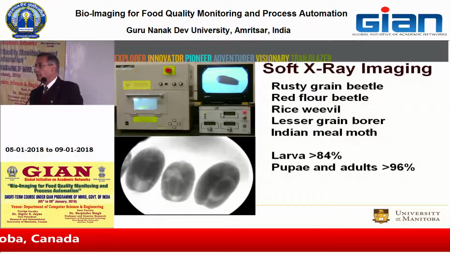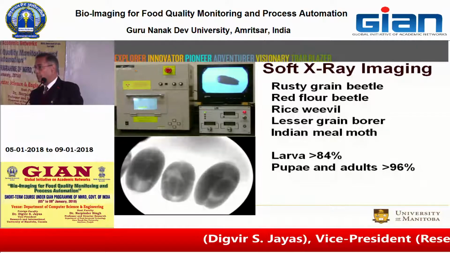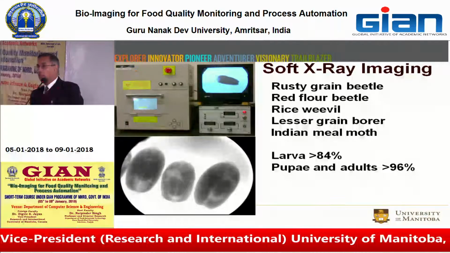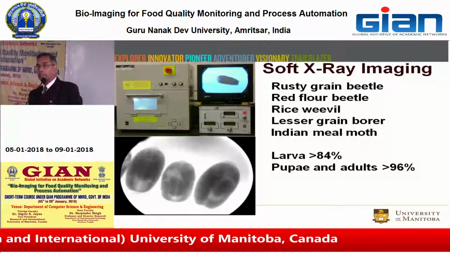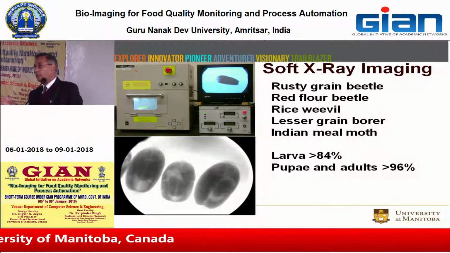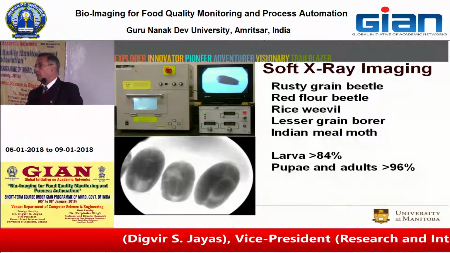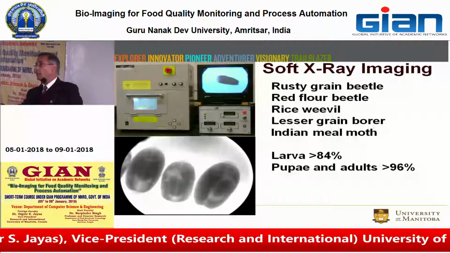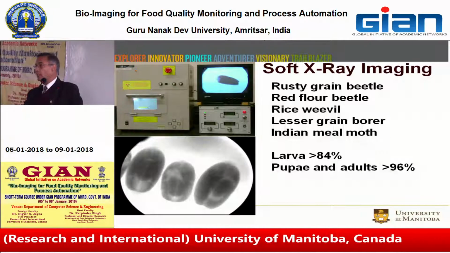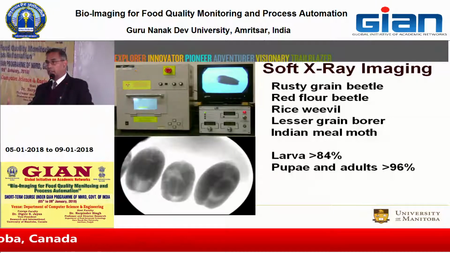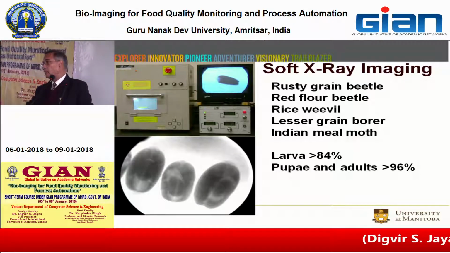Okay, so this shows you where the infestation is happening. This is another example of the rice beetle where the larva is growing inside. So soft X-ray imaging has been used from a grain perspective. We have used this in our lab for detecting 5 different types of insects, with accuracy of more than 84% to detect the larval stage, and more than 96% accuracy for pupae and adult. And with that kind of accuracy, you can design the system.